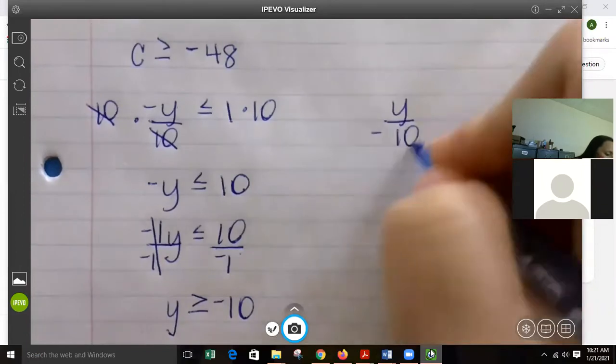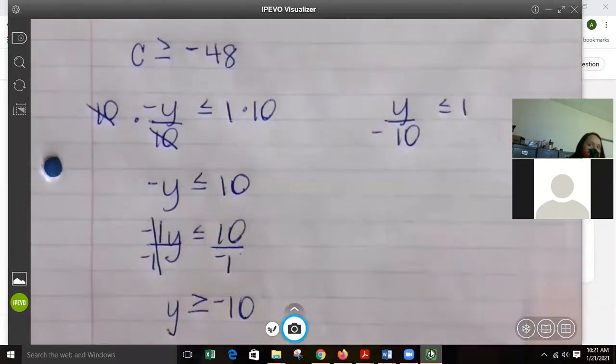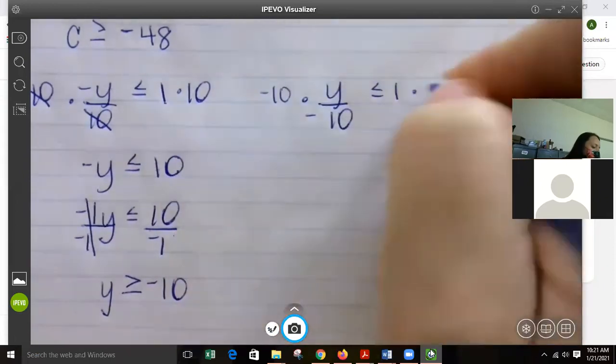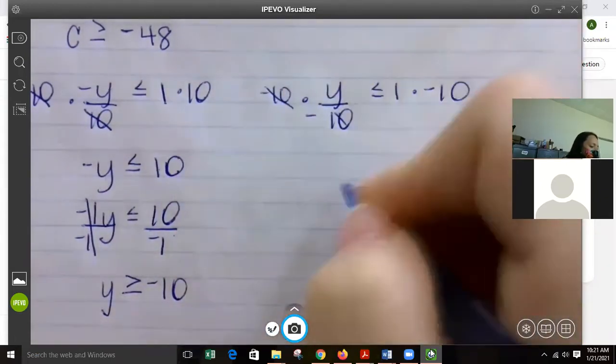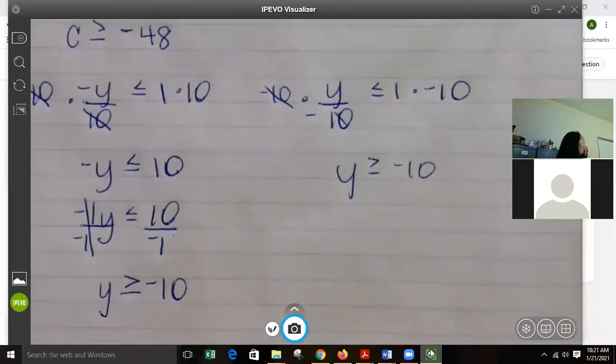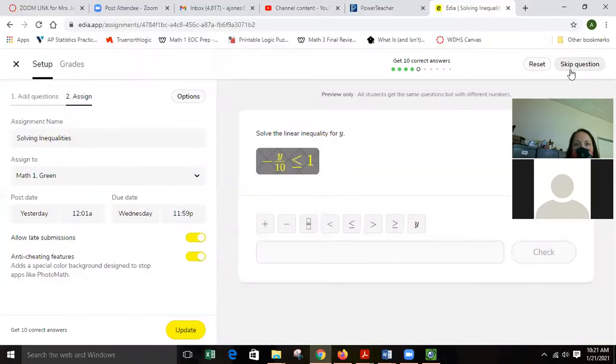If we would have put the -10 down here when we started, like this, and we multiplied by -10, we would flip the sign there too. That makes sense? So multiply or divide by a negative, flip that sign. Okay. All right, let me see what I can do next.